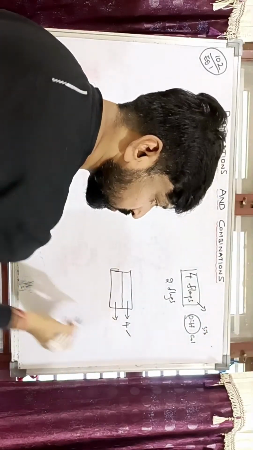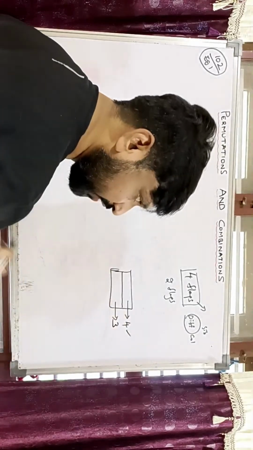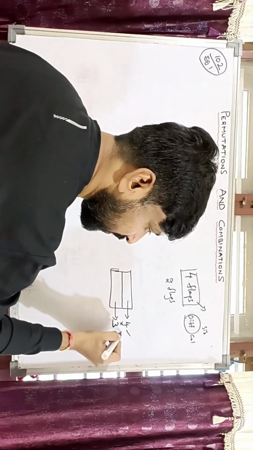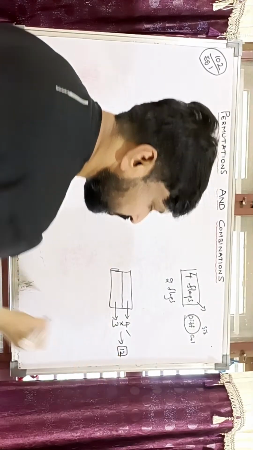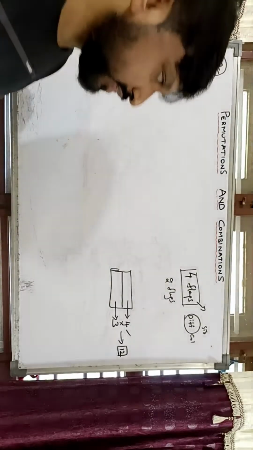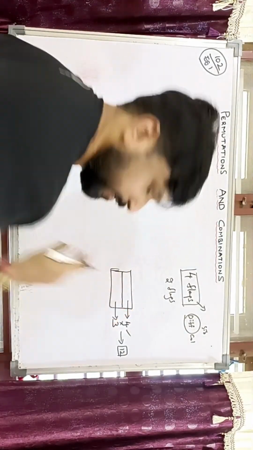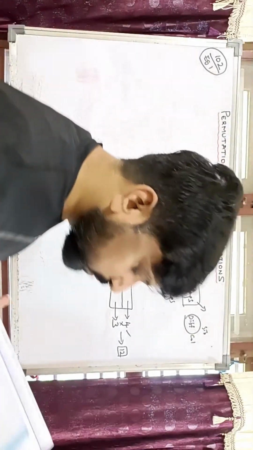So this box can be filled in 4 different ways, and the second one in 3 different ways. Automatically, according to the fundamental principle of counting, the total number of ways is 12. This is what the fundamental principle of counting is saying. Let us move to the next question.